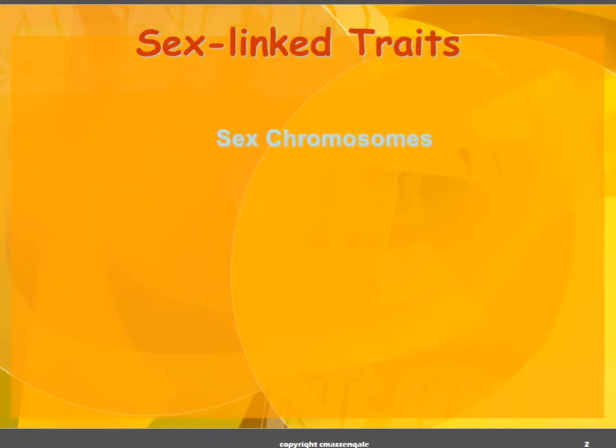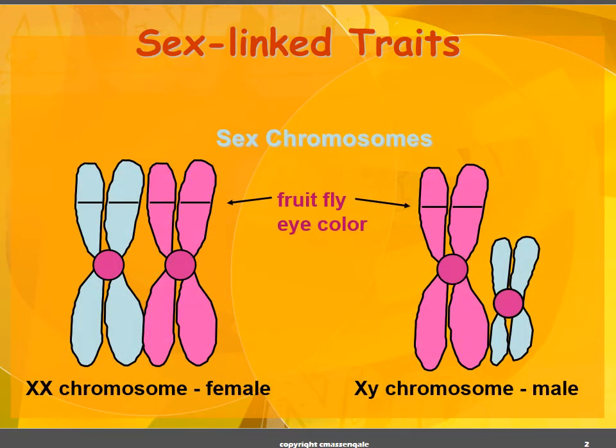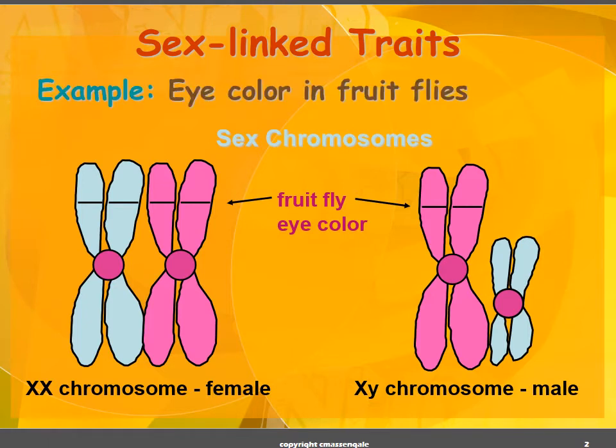Okay, so let's have a look at the sex chromosomes in fruit flies. And this is what they would look like. We have the XX chromosome, which is the female, the two larger ones, and the XY chromosome, which is the male. The X being the female chromosome, the Y being the male, which is actually smaller. And what we're going to do is have a look at the eye color in fruit flies, which is actually carried by the female.